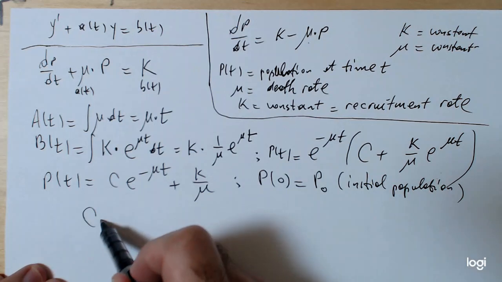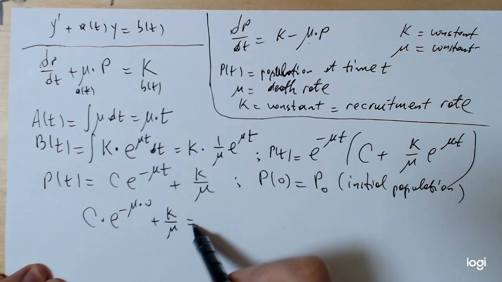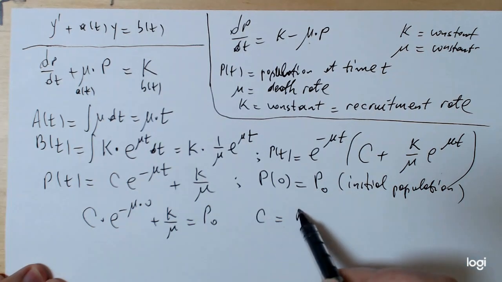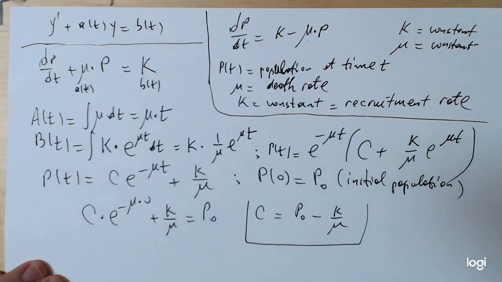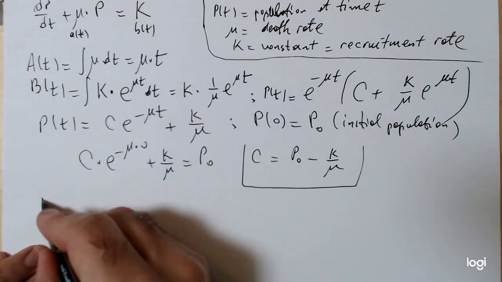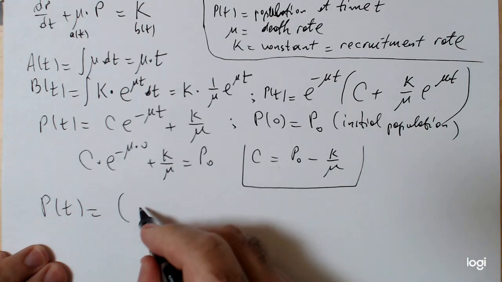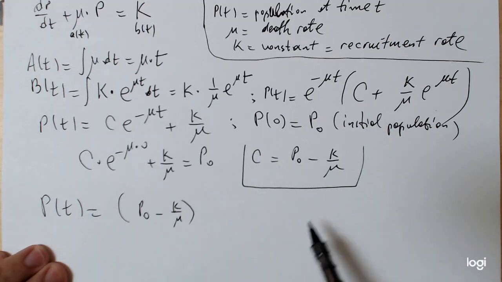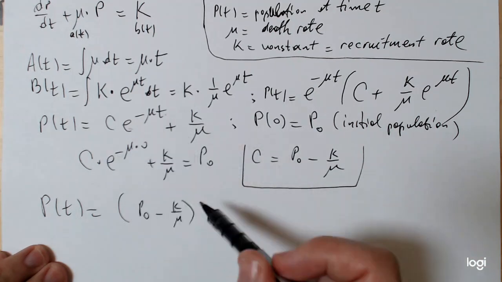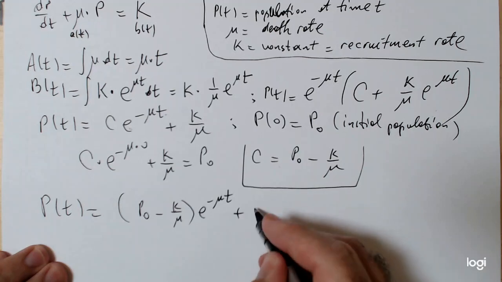So now you plug in time 0 for t, and the constant of integration becomes p naught minus k over mu. So go slow, because I know it looks more complicated than it is in reality. So let's write the full solution. Constant times e to the minus mu t plus k over mu.